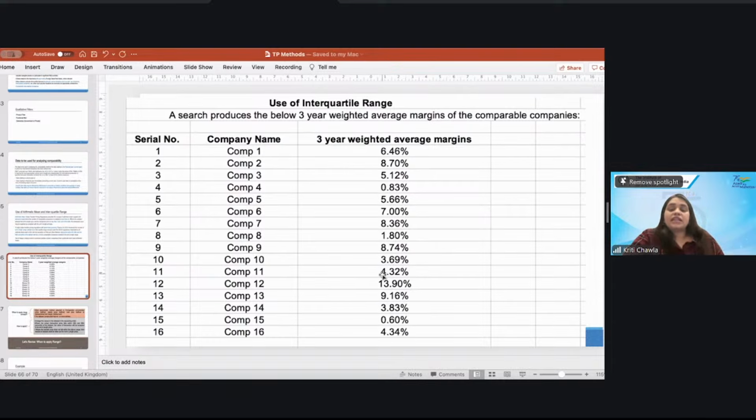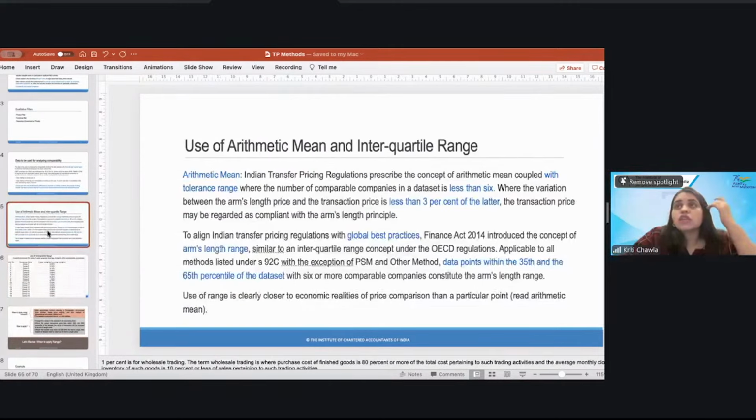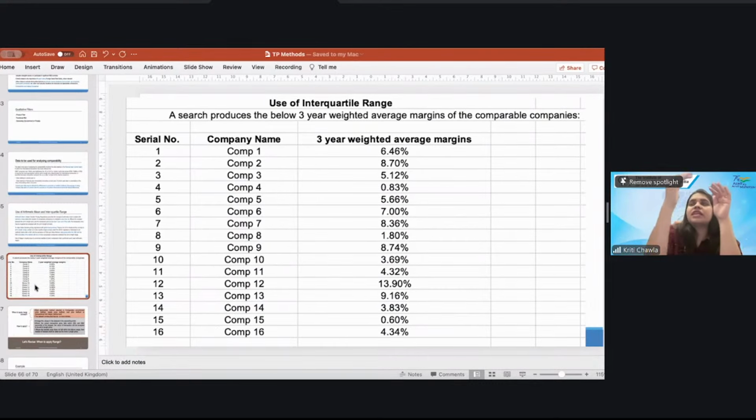It's not even representing a company which has earned 13.90% of profits. So I somehow feel that using arithmetic mean was not the right step, because it's not really closer to economic realities. It's not correctly representing all the companies that are available in this particular set of companies. So this is the reason India, because they wanted to move in line with global best practices, because around the world they did not use arithmetic mean.